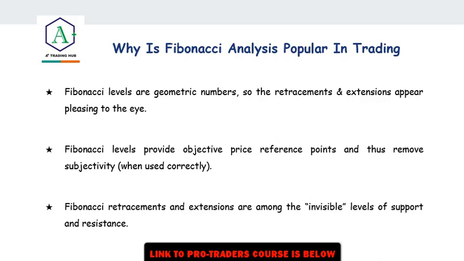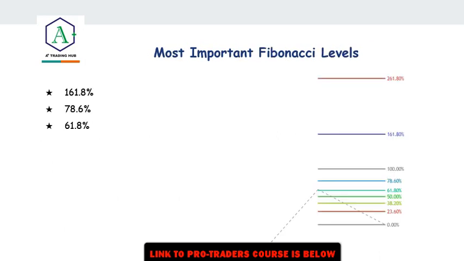Fibonacci retracement and extensions are among the invisible levels of support and resistance. So you can also use the Fibonacci levels, either the extension level or the retracement levels, as your support and resistance zone too. I said this earlier, these are the most important Fibonacci levels: the 161.8% level, the 78.6% level, and the 61.8% level.